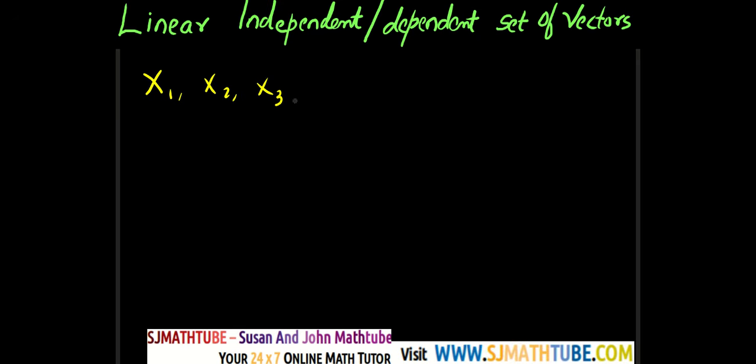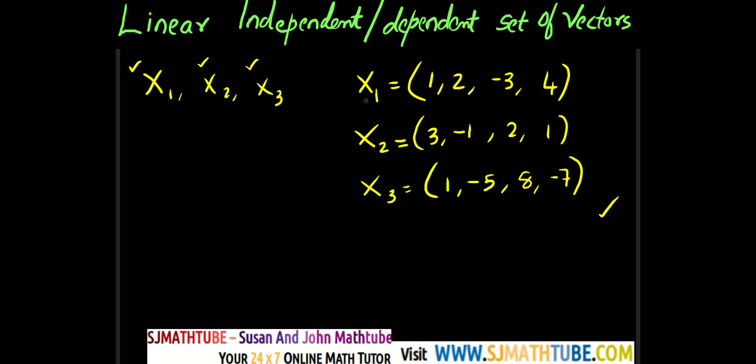I'll read it once more. Are the following vectors x1, x2 and x3 dependent or independent? And if they are dependent, find the relation between the vectors. And the vectors are given by, okay, so I hope you have noted the question.